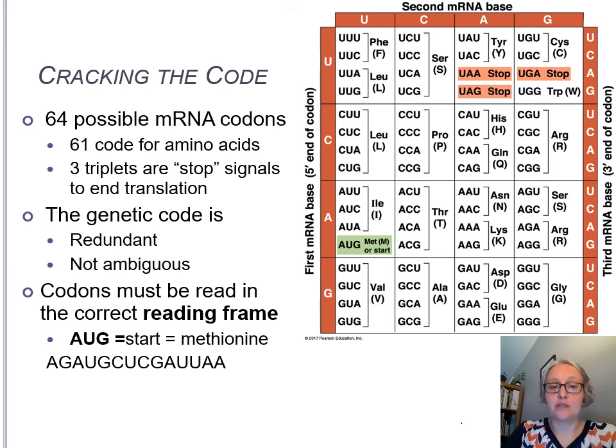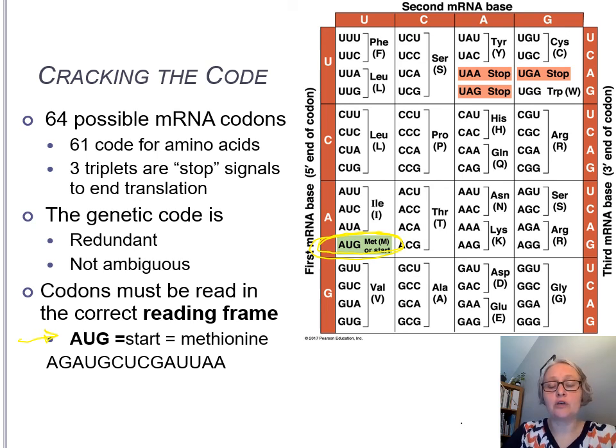3 are stop signals to end translation, and there's one really important one that you have to memorize called the start codon. It is important that as we look at this, you recognize that AUG is our start codon. When translation starts, it's always going to begin at the codon AUG, which codes for the placement of the amino acid methionine. You should memorize this. So that is really important to just memorize.